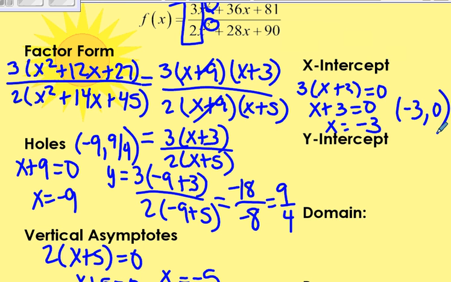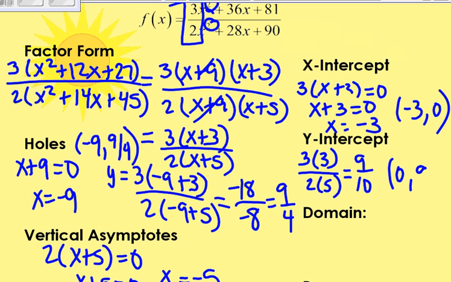Y-intercept, take 0 and plug it in for everything that's left. So we've got 3 times 3 in the top, because 0 plus 3 is 3. And then in the bottom, 2 times 5. So we've got 9 over 10. So our y-intercept will be 0 comma 9 tenths.